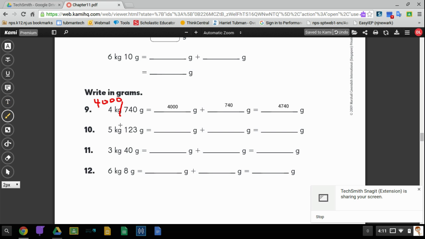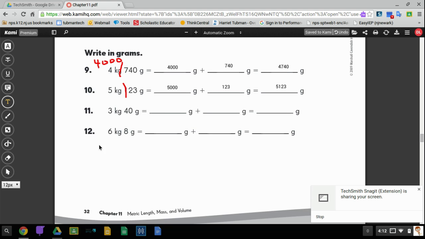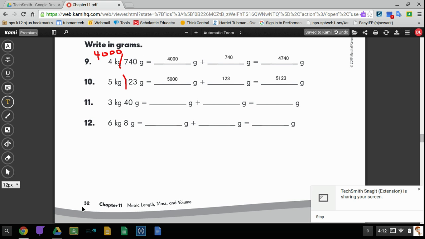Same thing over here. Let's split them up. We know again 5 kilograms, that's going to give us 5,000 grams. Our 123 grams is over here, so let's write 123. We add those two together, we get 5,123 grams. Okay, I think you guys can do 11 and 12 on your own, and when you finish that, you would have finished page 32.